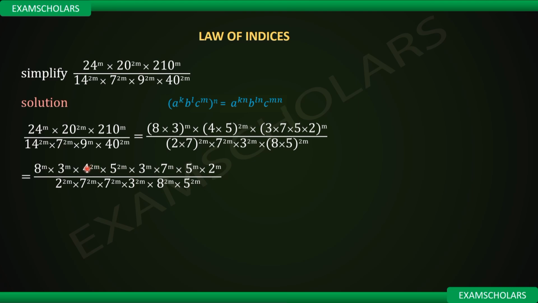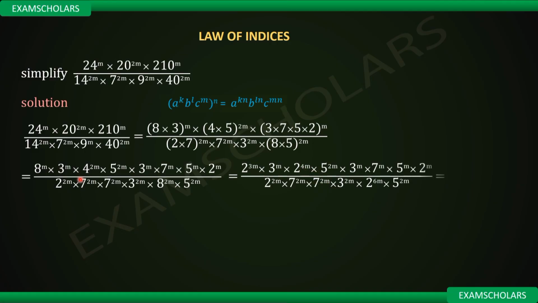The same thing is applicable to this 4 here. 2 raised to the power 2. And we have 2 raised to the power 4m. So let's break everything down. 8 is already 2 raised to the power 3m. This one times 3m. This one 2 raised to the power 2m. 2 times 2m, you have 4m. What you have here, this one 5m. This one 3m. This one 7m. This one 5m. And this one is 2m.